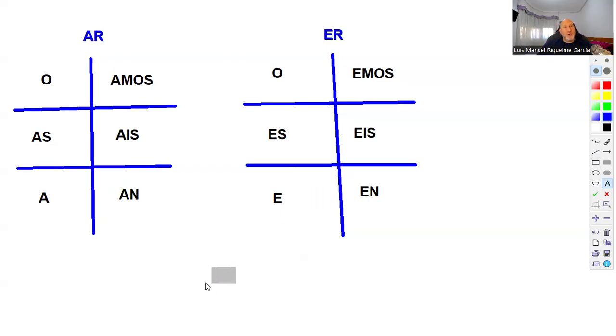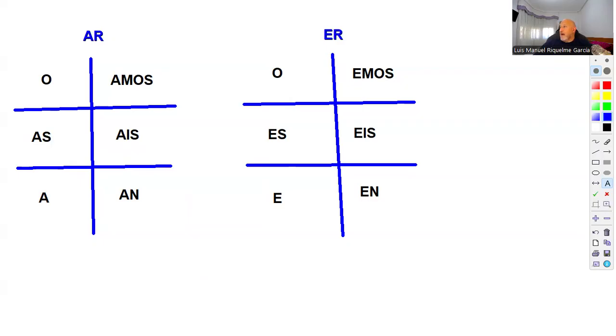Remember how to say no with any verb. Actually, it doesn't matter if the verb is irregular or regular. If you want to do the negative, if you want to say, I don't drink, I don't eat, it's just putting no before the verb. So, I don't drink, no bebo. You don't drink, no bebes. He, she doesn't drink, no bebe, and so on. It's always the same. Making the negative in Spanish is quite easy.